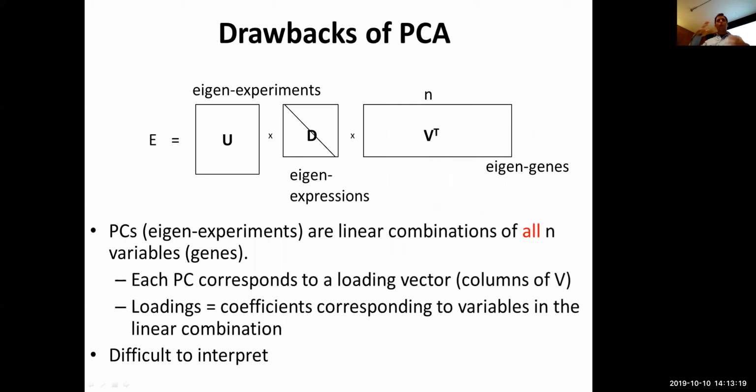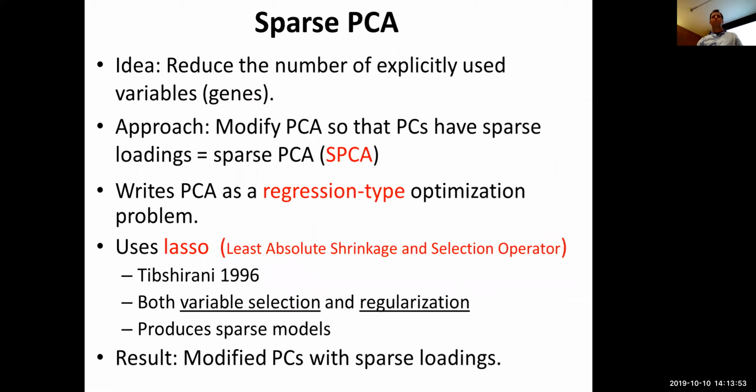So we can basically decompose this using this singular value decomposition. So basically we can choose eigenexperiments that are linear combinations of all genes. And then these principal components correspond to some kind of loading vector. And the loadings are simply the coefficients corresponding to those variables in that linear combination. But the challenge with that is that I still have all 20,000 genes. I may have reduced the number of experiments, but all these trailing genes that might not be really responding are somehow stuck with me. And that's where sparse principal component analysis comes in.